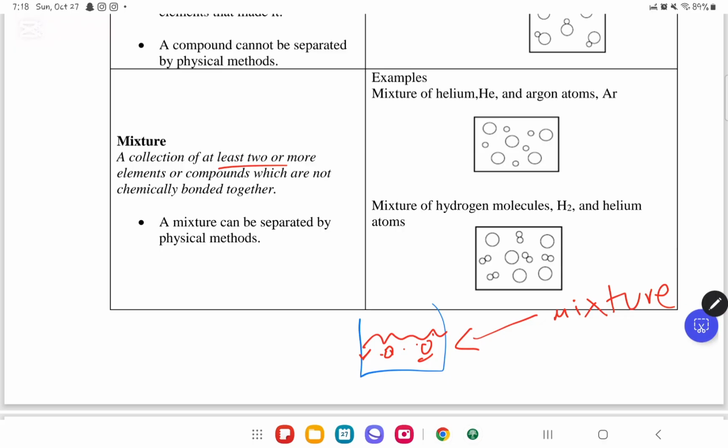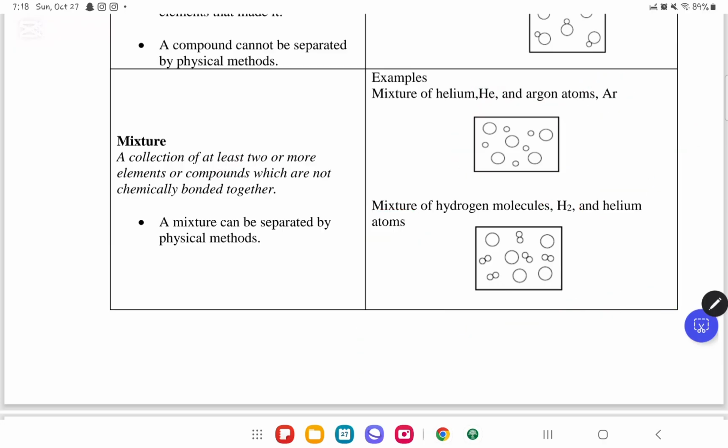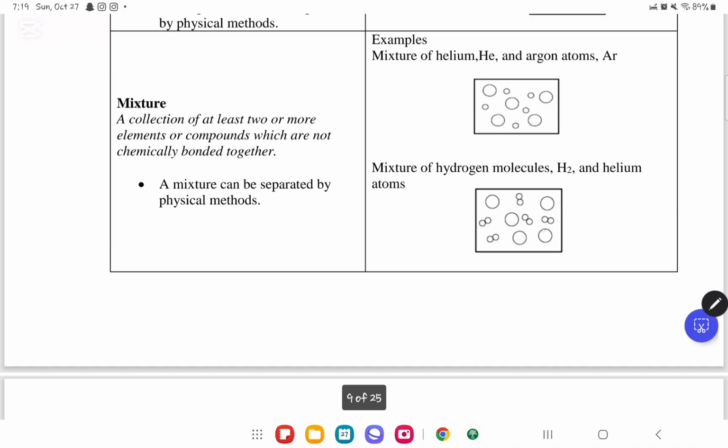For example, helium and argon. Helium and argon are both noble gases, meaning they do not react with anything, so they form a mixture. Same thing again, H2 and helium. Even though H2 is not a noble gas, helium is, so the H2 will not mix with helium, so they form a mixture. Now, a mixture can be separated by physical methods, for example, filtration, heating, and so on. So this is a mixture done.